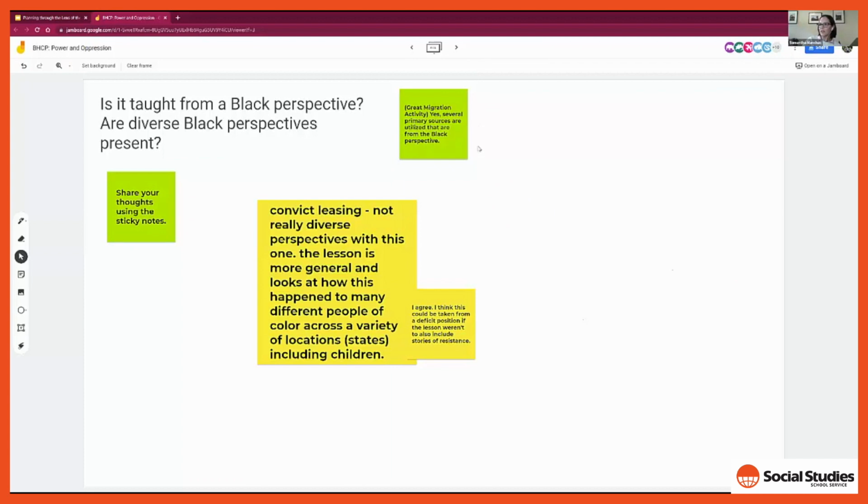Convict leasing, not really diverse perspectives with this one. The lesson's more general and looks at how this happened to many different people of color across a variety of locations. Okay, and several primary sources are used from the Black perspective and could be taken from a deficit position if the lesson didn't include stories of resistance. I think that's an important addition to include there.